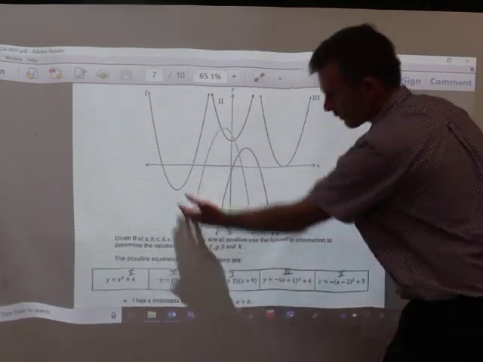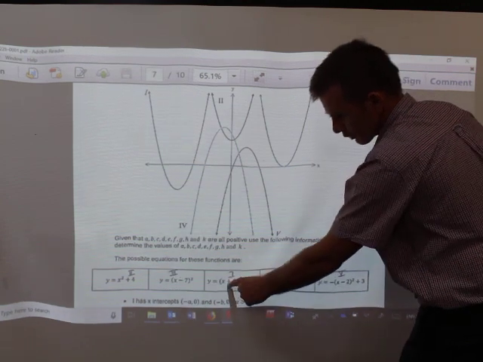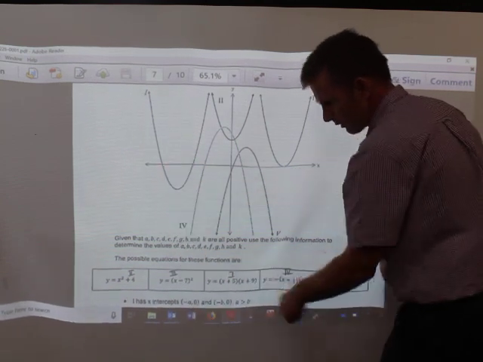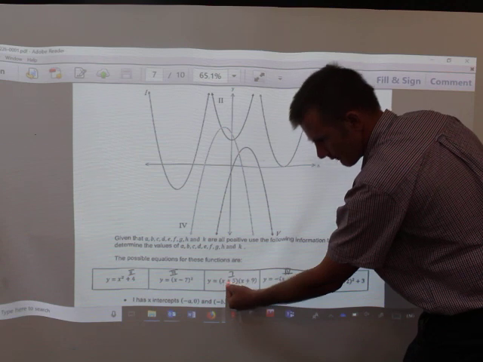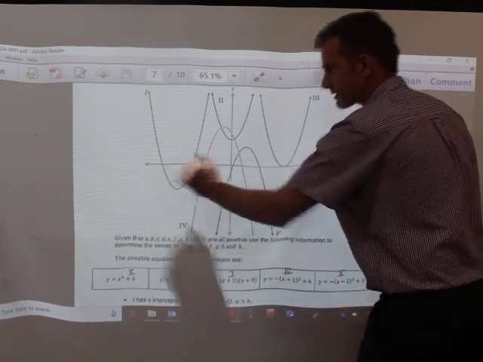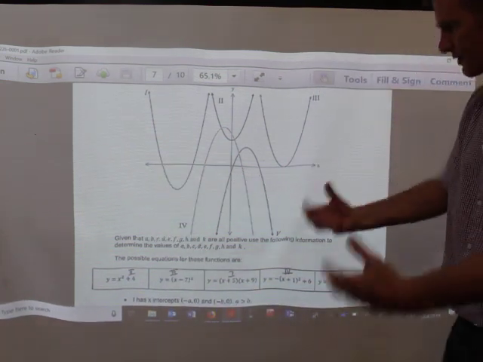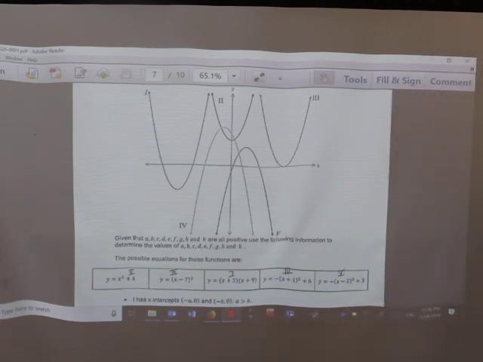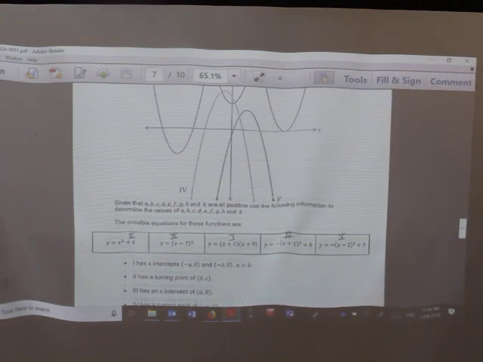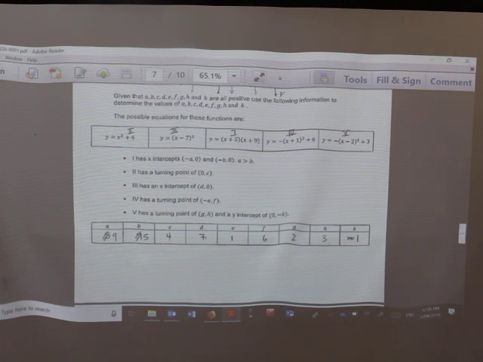Positive out front, so it's up this way, good. It's got 2 x-intercepts, good. And the x-intercepts are both negative, -5 and -9. That seems to fit. So there's quite a skill in just getting that part sorted. Once you've got that sorted, the rest is not so bad because you know what you're looking for.